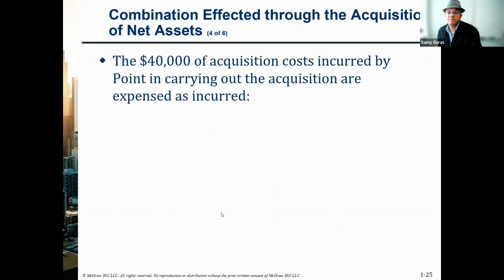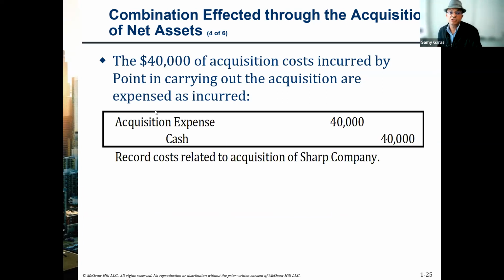So let us make the journal entry here. Of course, the 40,000 will go under expenses. So we debit acquisition expense and we credit cash, and this is made by the parent company.